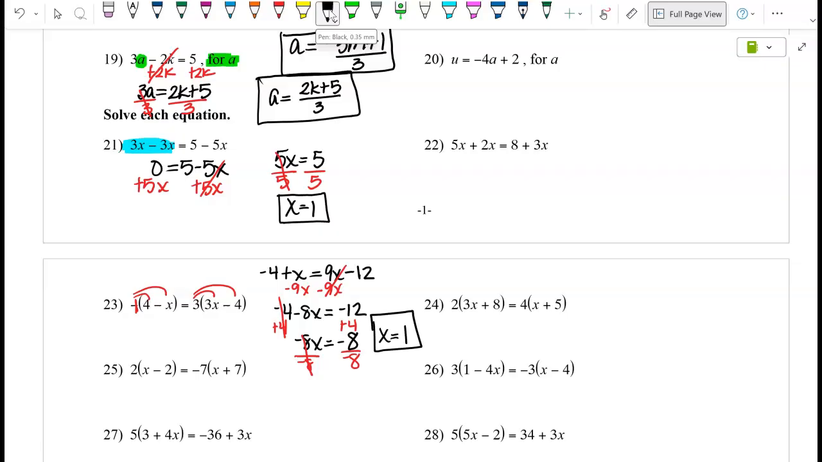All right, number 25. Jaden Buenabad, what is the first step I need to do on number 25? Yeah, I have to distribute a positive 2 on the left, a negative 7 on the right. So I should have 2x minus 2 equals negative 7x minus 49. This is where I say we have to pay attention to those signs. So Jaden, what would I do next here?